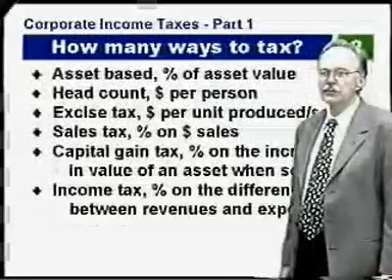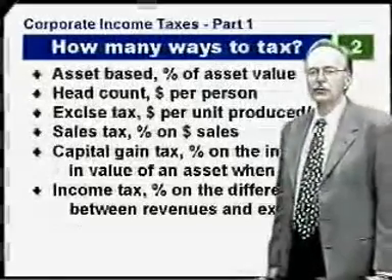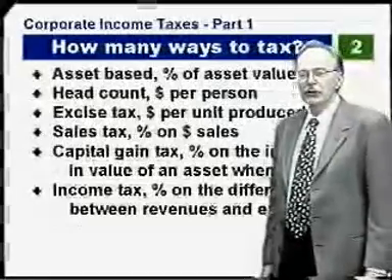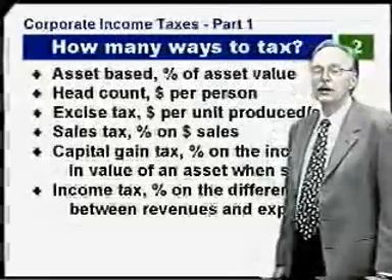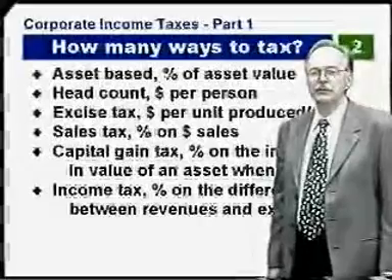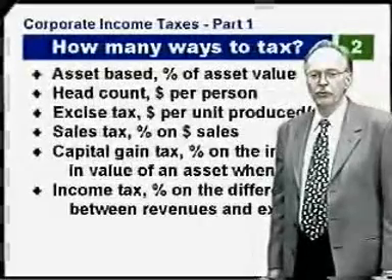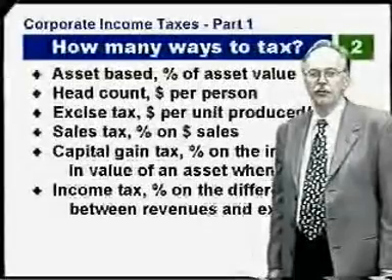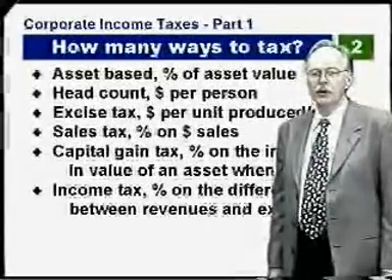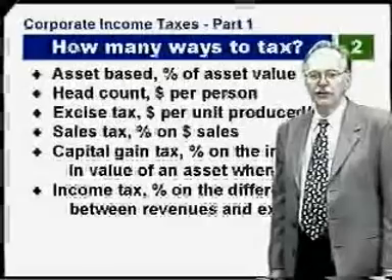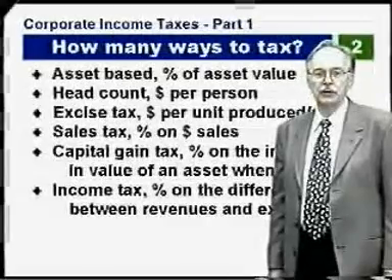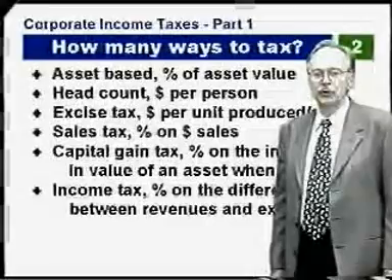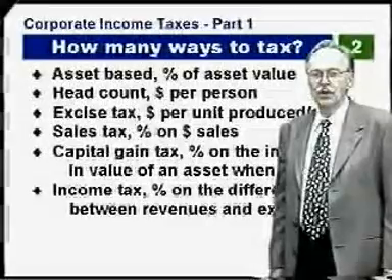Let's see how many different ways there are that governments might tax you. At the top of the list is an asset-based tax, which is usually a percent of the asset value. If you're a homeowner, you might be taxed perhaps around the 1% level on the value of your home each year. Many states apply asset-based taxes to your automobiles. That's called ad valorem tax in most jurisdictions.